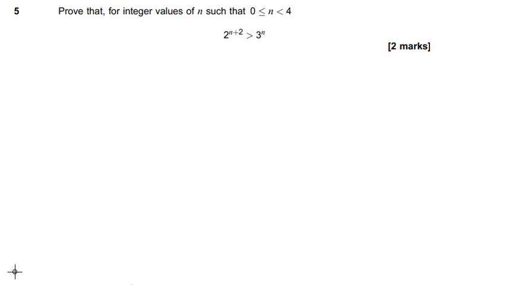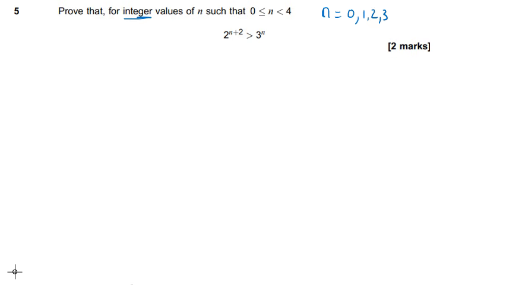Oh, proof next. Prove that for integer values of n, such that 0 is less than or equal to n and less than 4, this inequality is true. Because it's just integer values, and because we've only got from 0 to 3, because n is less than 4, n must be 0, 1, 2, or 3. We can just do this one by exhaustion. So we can just try all the possible values.